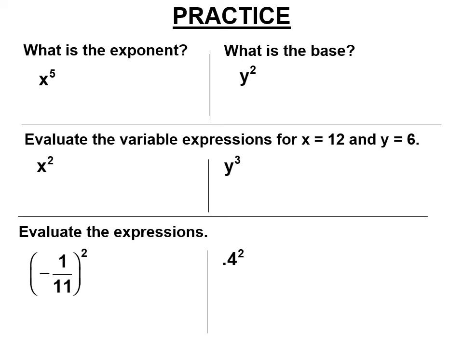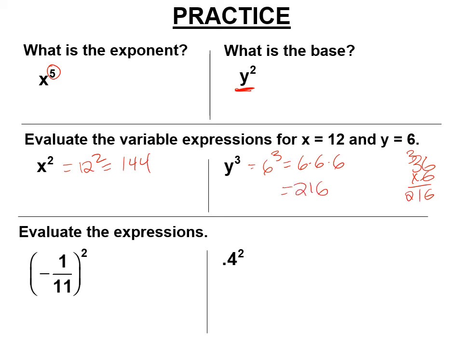What is the exponent? The 5. And you would say that is x to the 5th. What is the base? The base is y. Evaluate the variable expression for x equals 12. So 12 squared is 12 times 12, 144. Y cubed equals here, y is 6, so this is 6 cubed. 6 times 6 is 36, and 36 times another 6 is 216.